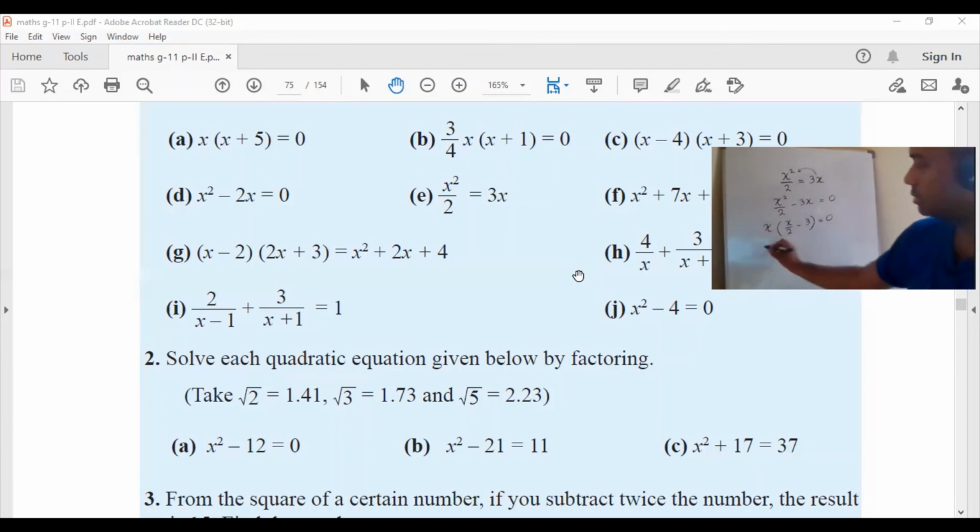Either x equals 0 or x upon 2 minus 3 equals 0. Then x equals 0 or x upon 2 equals 3. If you take minus 3 to the other side, it becomes positive 3. Then if you do cross multiplication, x equals 6. The other solution is x equals 0. These are the two solutions.